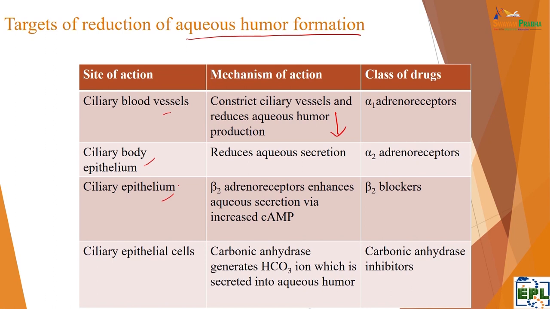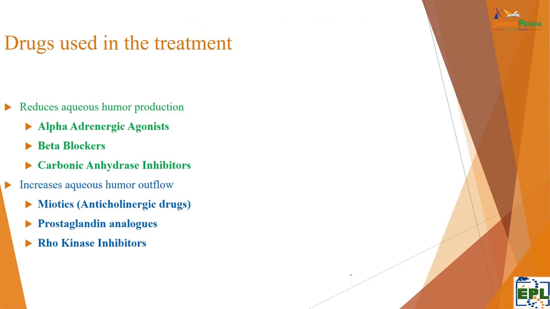Another one is when you give carbonic anhydrase inhibitors, they act on the ciliary epithelial cell. So, what happens in carbonic anhydrase? It generates bicarbonate ions which are secreted into the aqueous humor. So, there are different targets for reduction of aqueous humor. By giving the drug, you can reduce the aqueous humor, in order to reduce the intraocular pressure.